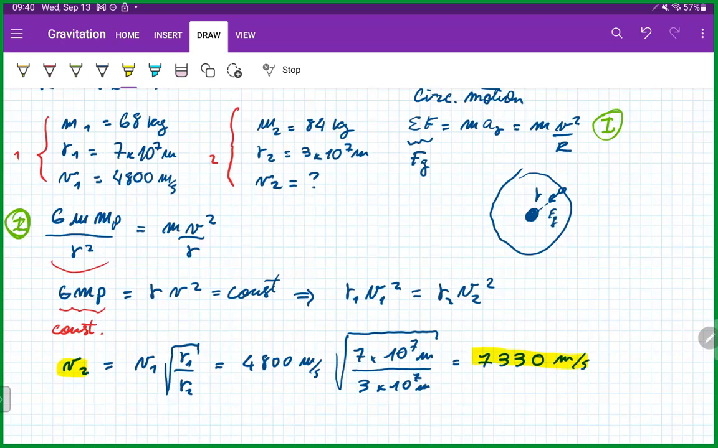Right, you can see that it has more speed than the first one, right? Because it has a smaller orbit. All right. Any questions?